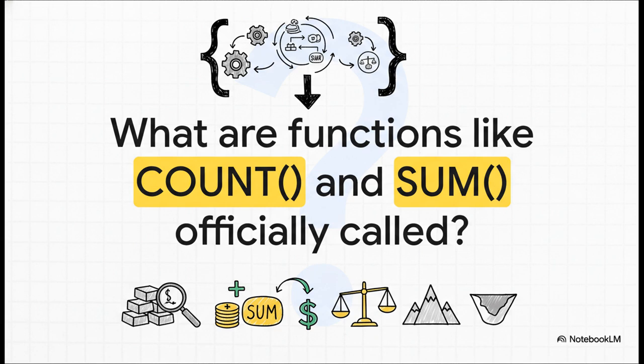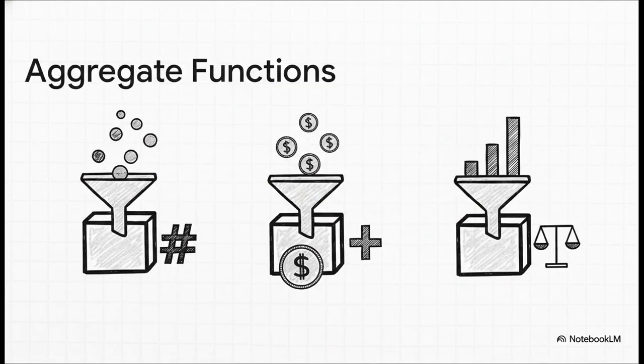So what's the official family name for all of these functions? The answer is aggregate functions, and the name makes total sense, right? They take an aggregate, which is really just a fancy word for a whole collection of values, and they perform one calculation to spit out a single summary value. Counting items, summing up sales, finding an average price, these functions are the real workhorses of data analysis.